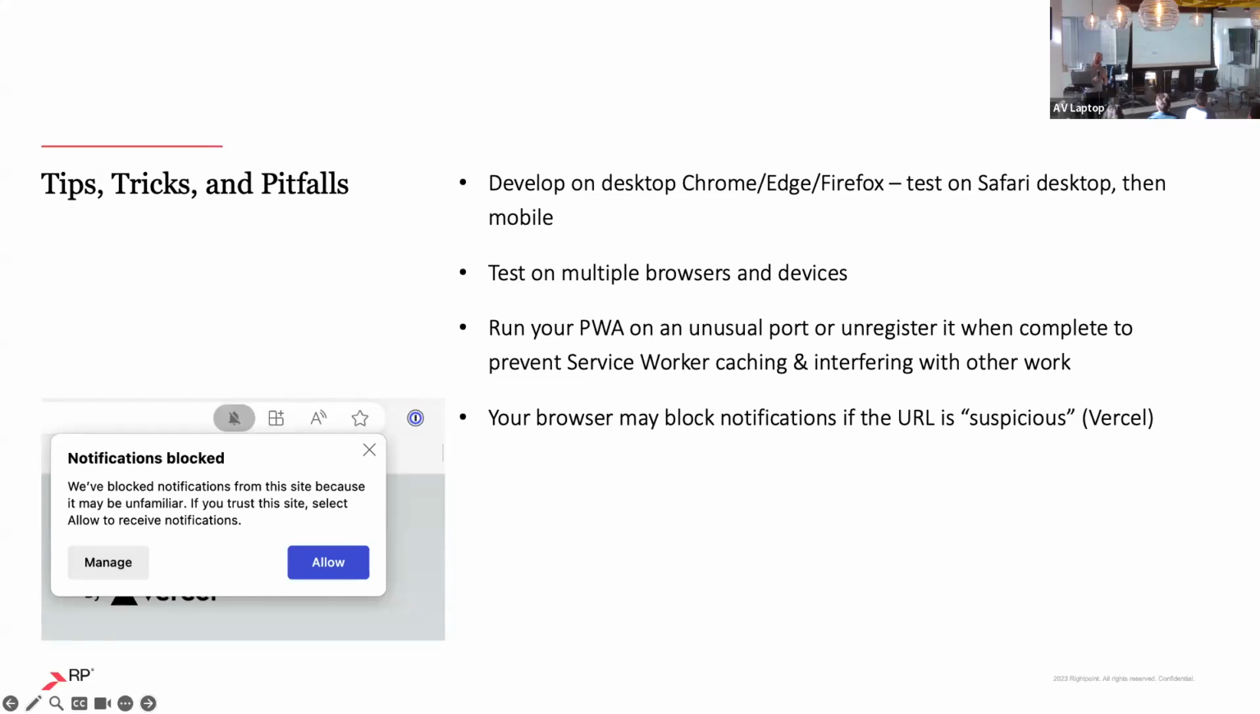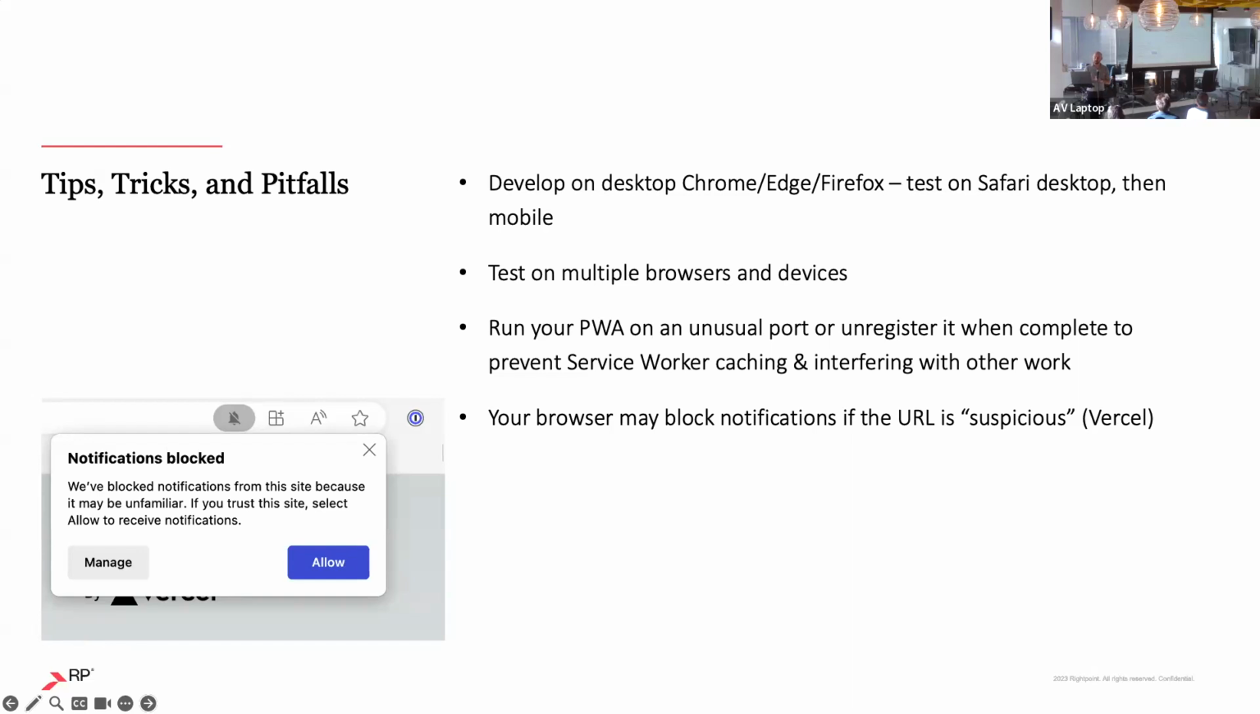So some tips, tricks, and pitfalls. In my experience developing PWAs, it's best done using desktop Chrome, Edge, or Firefox, so you get all of your developer tools that you're familiar with and happy to use. Then you test on Safari, because everyone who's developed any website for Safari knows it sucks. And then finally, last but not least, you test on mobile to make sure all the functionality you've proven out on those other browsers still works. Testing on multiple browsers and devices, always a plus. You don't want to build out something entirely on Chrome, spend multiple weeks and months and hours building something, only to find out it doesn't work at all in Firefox or Safari, as the case may be.